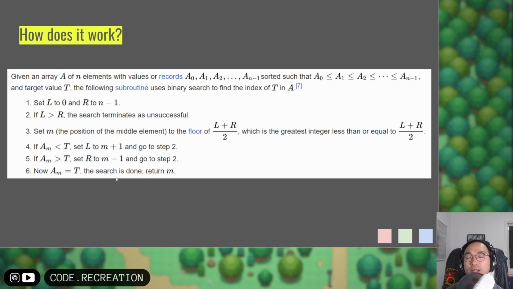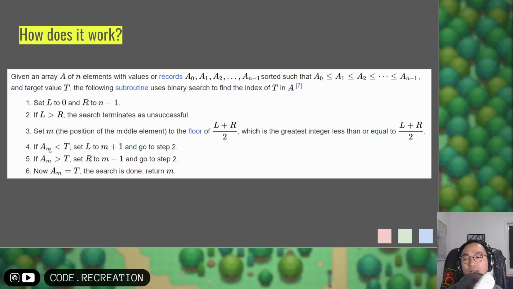Okay, and we're now going to set another variable called m, which is the position of the middle element. We're going to take L plus R, our left variable and our right variable, add them together and divide by 2, and take the floor of that, dictating the midpoint of our data set. All right. Now, if A, our array at index m, is equal to the target, then we found it and we can return the value of m.